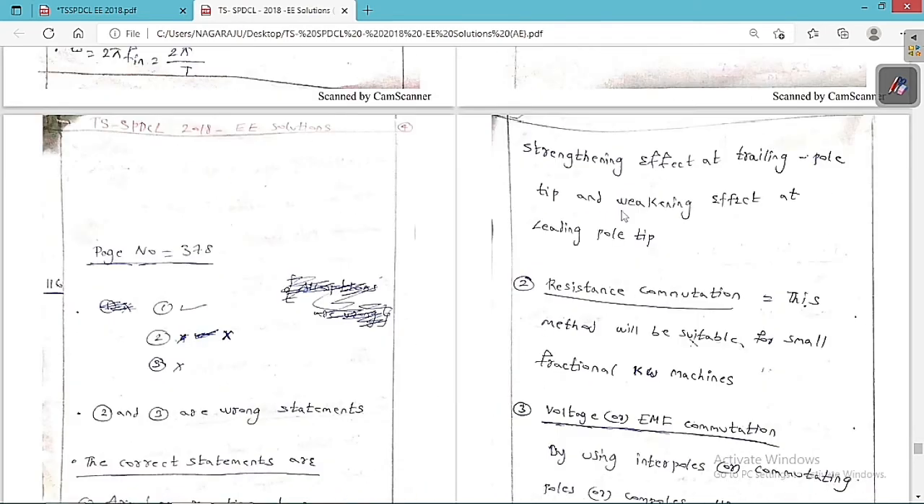Therefore there is a strengthening effect at the trailing pole tip and a weakening effect at the leading pole tip. So we can say that whatever the armature reaction in the generator, always at the trailing pole the flux will be more when compared to the leading pole.